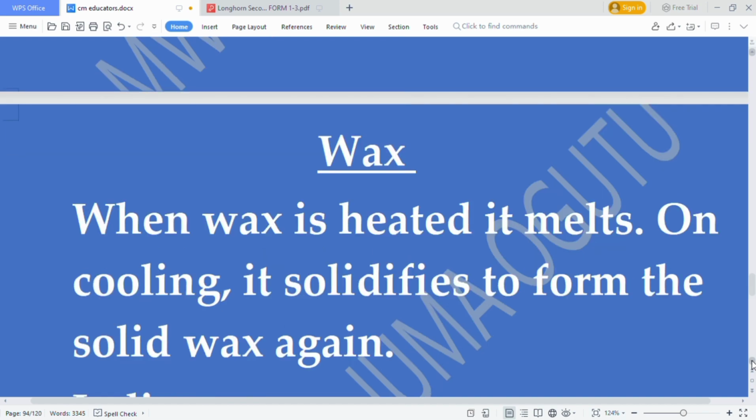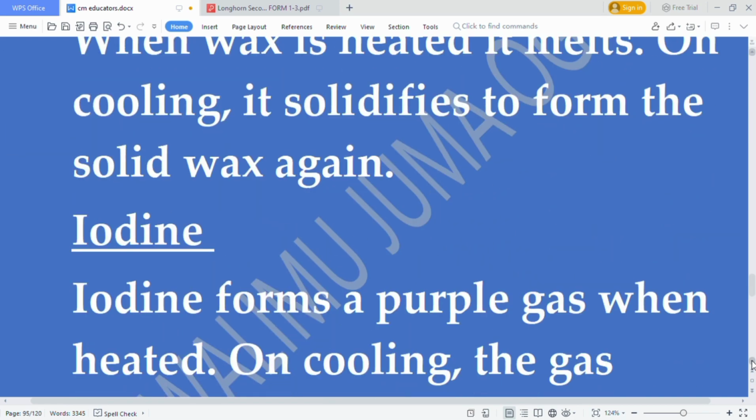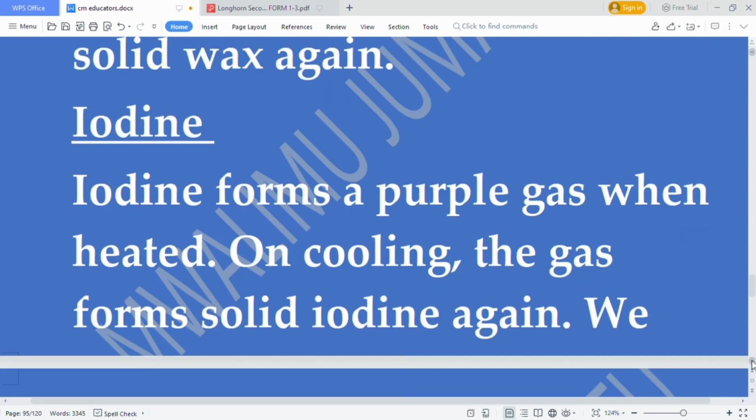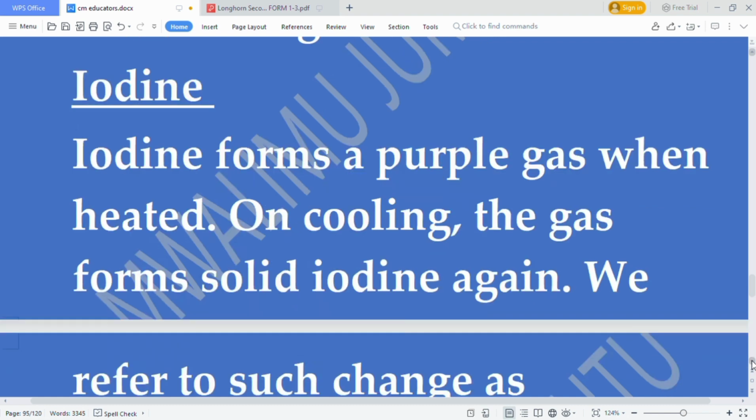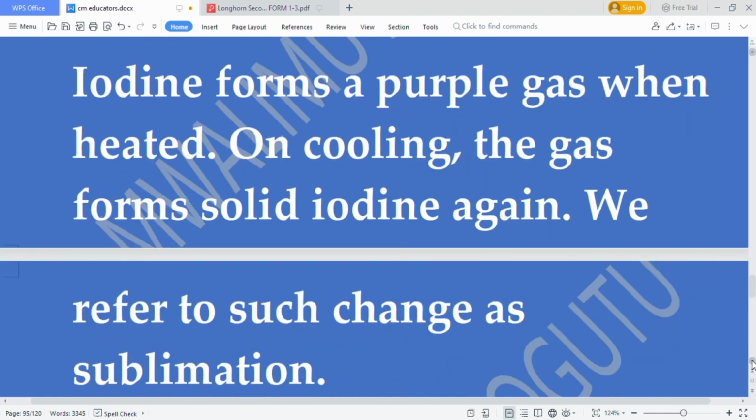Then iodine forms a purple gas when heated. Then on cooling, the gas forms solid iodine again. So we refer to such a change as sublimation. Remember, we said sublimation is where the solid changes directly to gas, and again from gas to solid. So on heating the solid changes to gas, and then on cooling the gas changes to solid directly. So we are calling that sublimation.